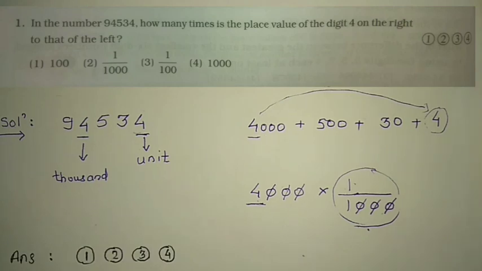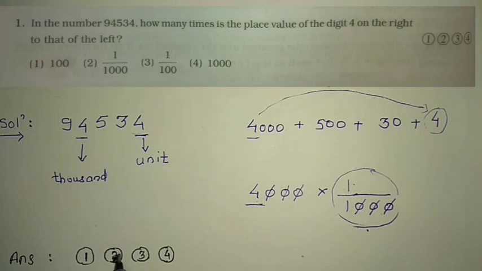So in the answer we have to fill the correct circle. Which option is correct? The second option is correct. So in the answer, with a black pen you have to fill this second circle because our answer is right. Okay, you got it. Likewise we have to solve the remaining questions also.